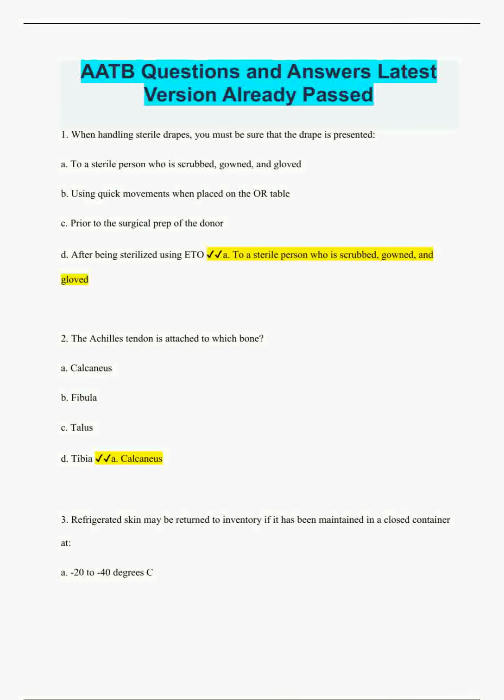2. The Achilles tendon is attached to which bone? A. Calcaneus. B. Fibula. C. Talus. D. Tibia. Answer: A. Calcaneus.